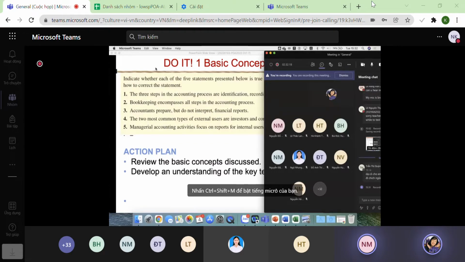Okay? And how about the information user? How many groups of information user? 2. Internal. Who are the internal users? Managers. Who are the external users? Non-managers.